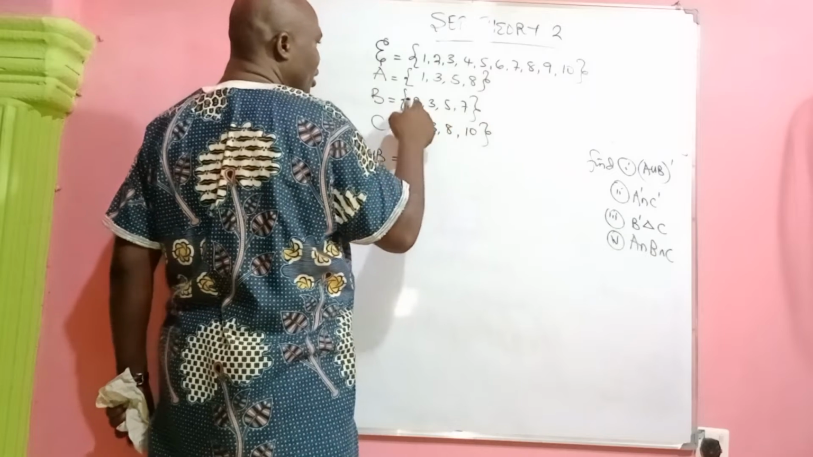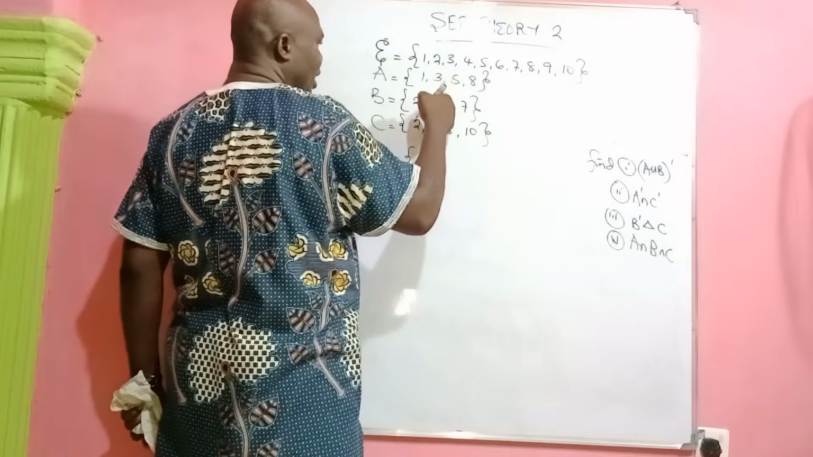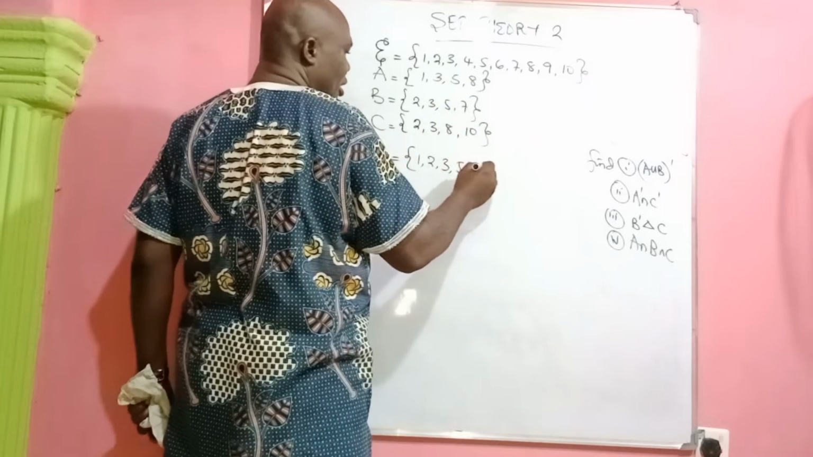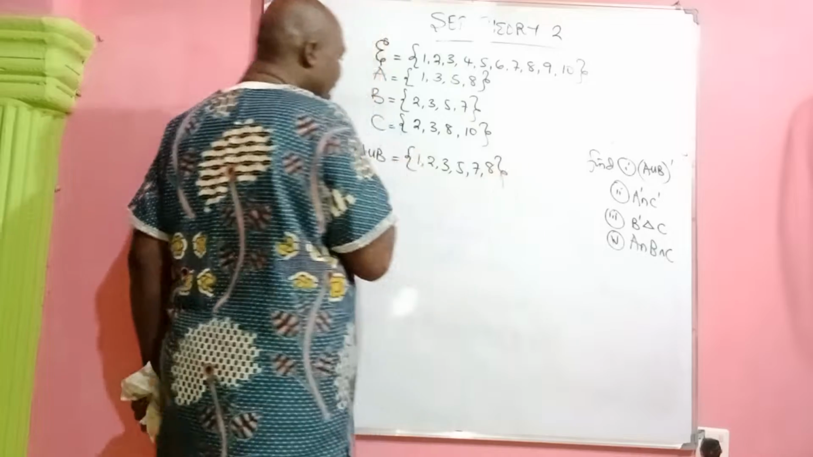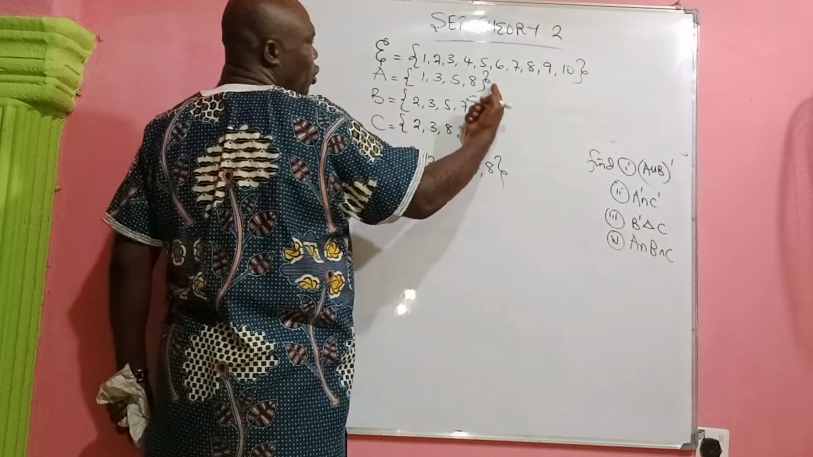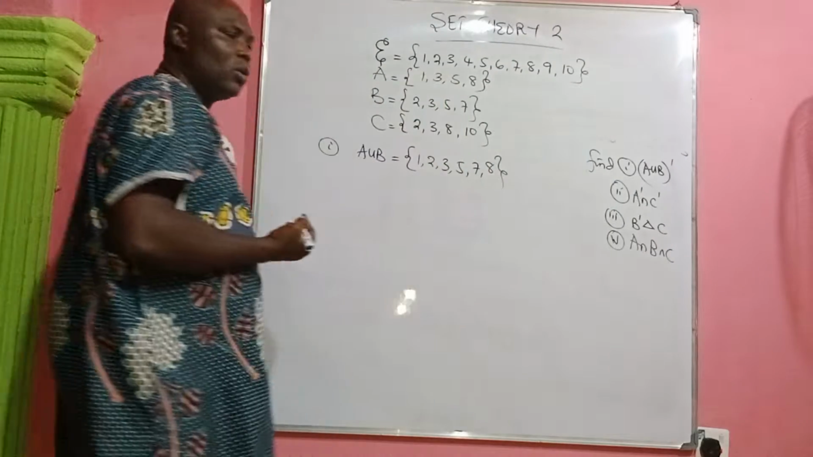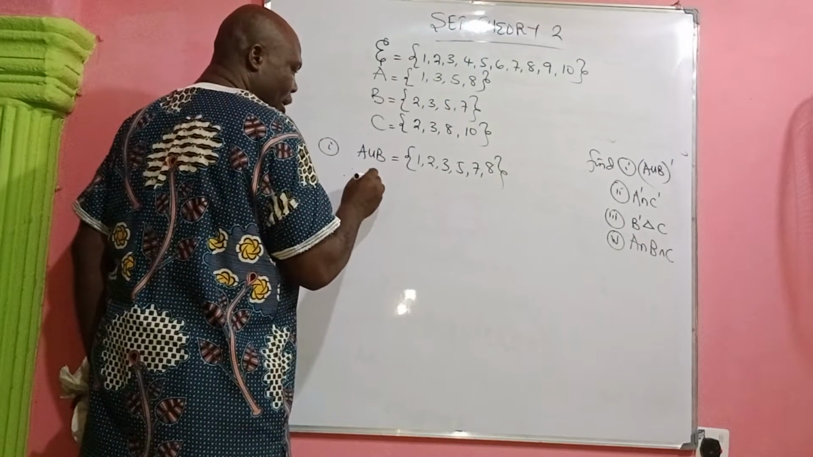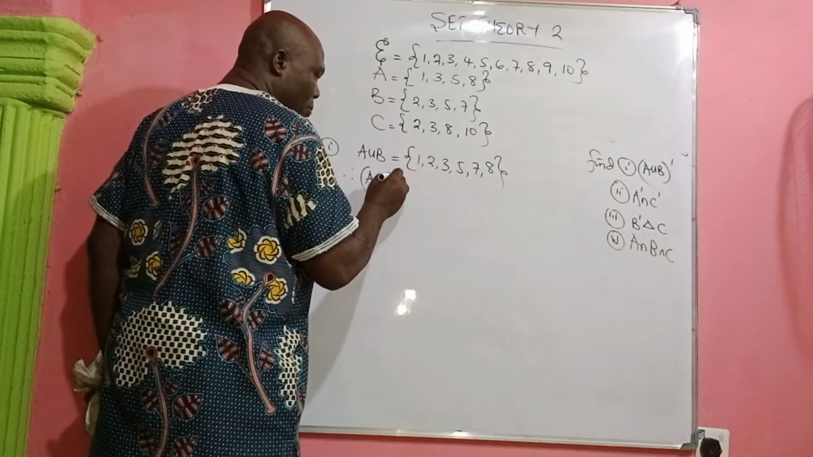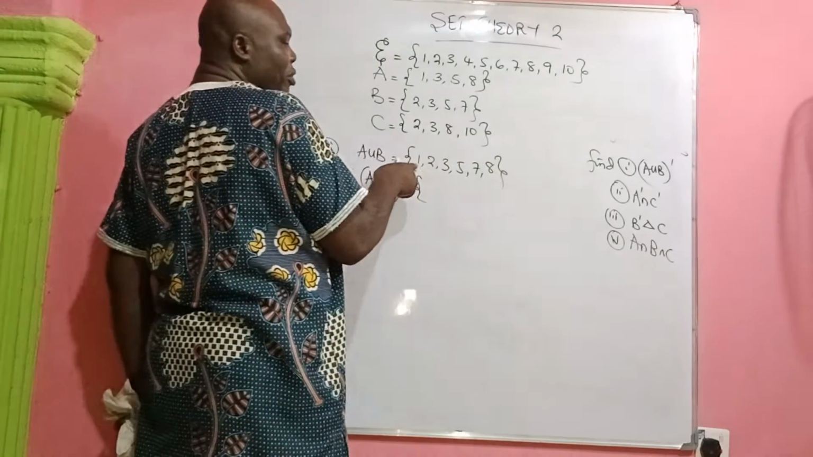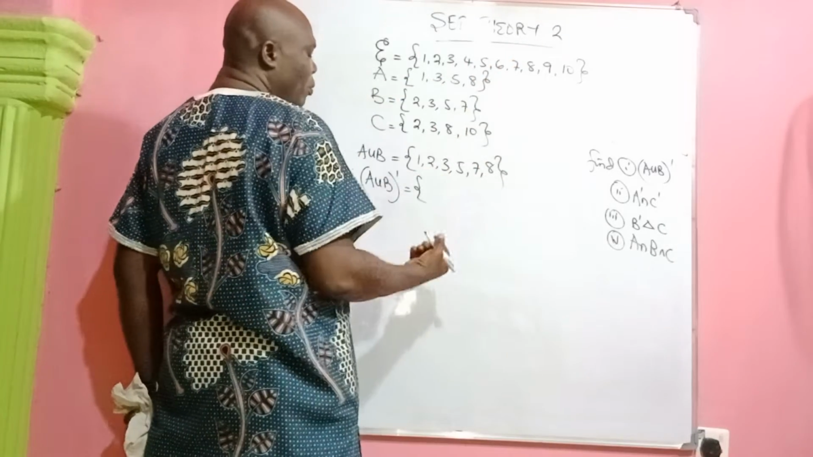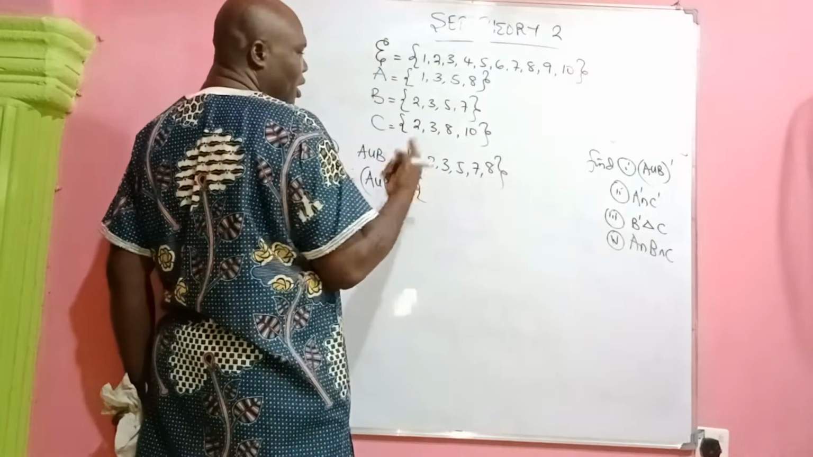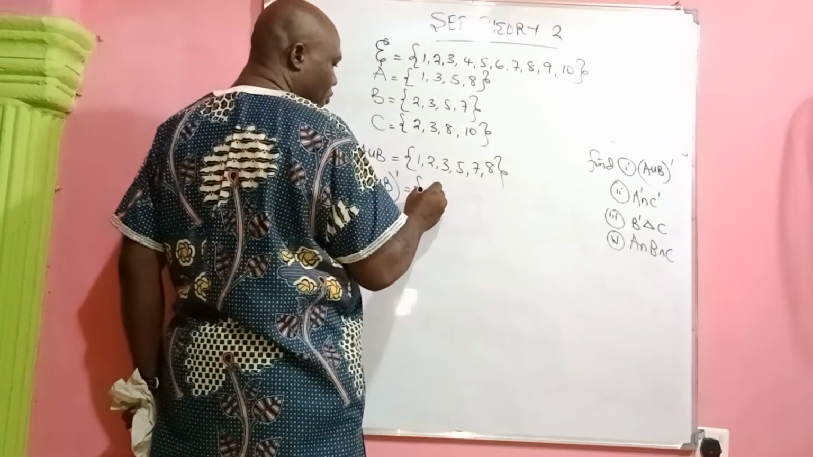So you have 1, 2, we have 3, we have 5, we have 7, we have 8. So we have A union B. We have joined the elements of A and B. So we have the union. But they said all complements. So we can now say, therefore, A union B all complements. Meaning that if you remove these elements from the universal set, what will be left? If I remove 1, 2, 3, 5, 7, 8 from the universal set, what will be left? So 4 will be left.